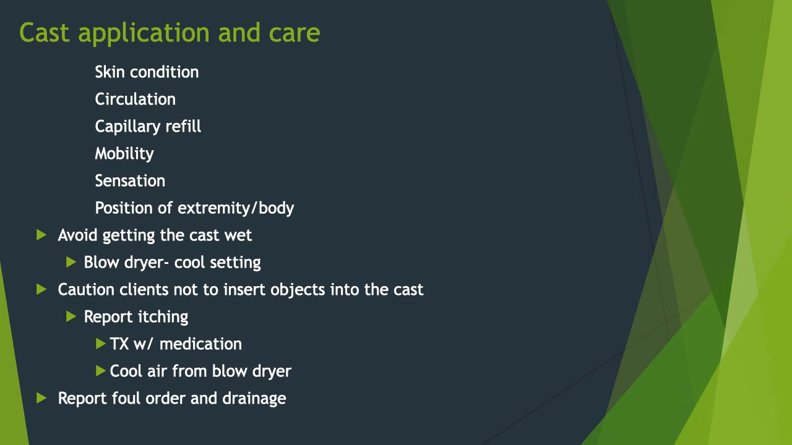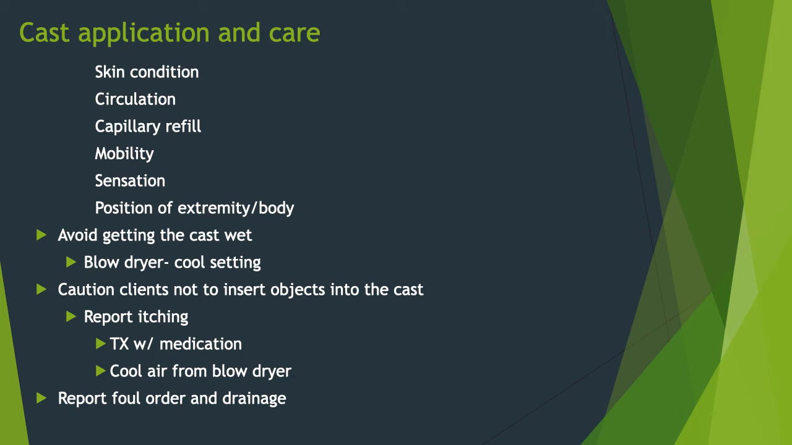But if the client says this cast is causing me to itch and I have all this itching, well, then we need to try some medication, maybe like some Benadryl, diphenhydramine. We need to try some of that to see if that will help their itching. They can also use a cool hair dryer. That can also help the itching. They can turn that hair dryer on the cool setting and blow it down on the inside of that cast. That will help some of that itching.